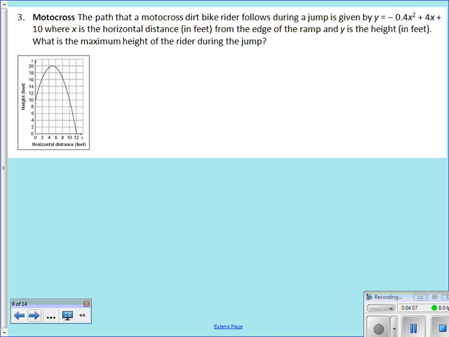Okay, so first of all, I know that this graph right here, this is my motocross jumper. We're going off the jump, we're going up into the air, and eventually gravity takes over and we're going to come back down. I know that.